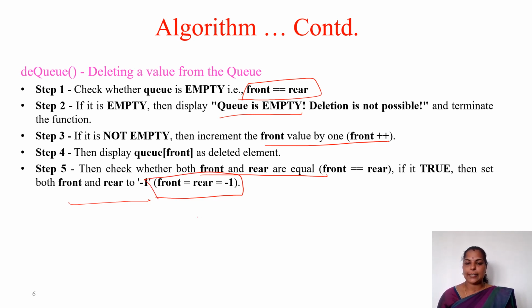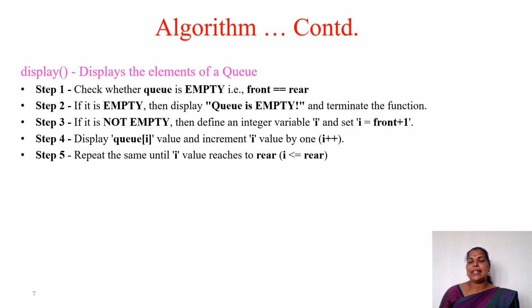Always, for an empty queue, the rear and front position is -1 in array implementation. This is very important. Next is the display operation. Here we are displaying the elements of the queue. In order to display the elements, we have to check whether there is any content available or not. So we check the underflow condition again, that is, whether the queue is empty or not: front equal to rear.